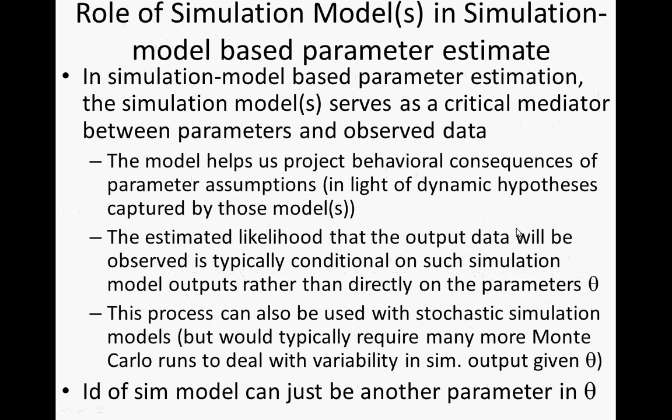One thing that's notable here is that if we wish to secure insight into posterior distributions over different simulation models, the identity of the appropriate simulation model can be just treated as another parameter in theta, a categorical parameter. So we can have a theta, for example, that selects one of several different competing models. That's just another element of theta, just another dimension in theta space, although a discrete one.